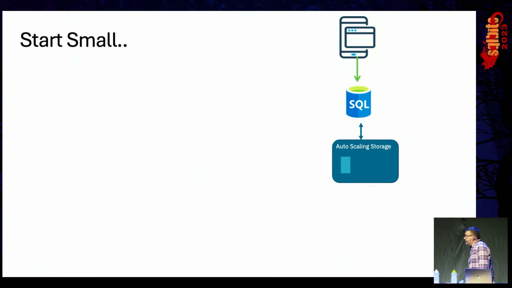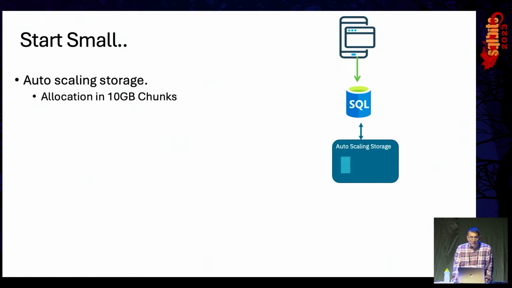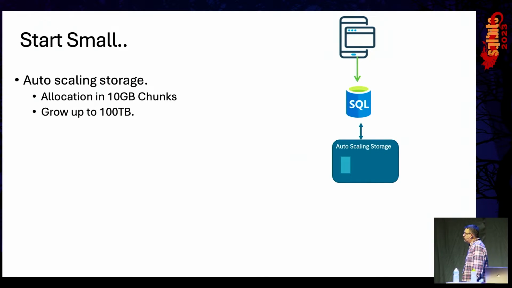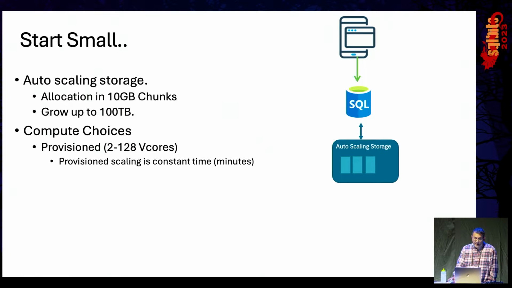So if we look at this hyperscale architecture, we have an auto-scaling storage layer, which starts in 10 GB chunks and allocates storage and grows up to 100 terabytes, right? So you don't have to manage the storage layer. There are no limits like some of the other tiers, and it grows as you need. And then you have two compute choices. You have provisioned, which is a minimum of 2 cores up to 128 vCores. And provisioned scaling, because of separation of compute and storage, is in constant time. So you can look at scaling up or scaling down being 10 seconds of downtime, a minute in total elapsed time, if you will.